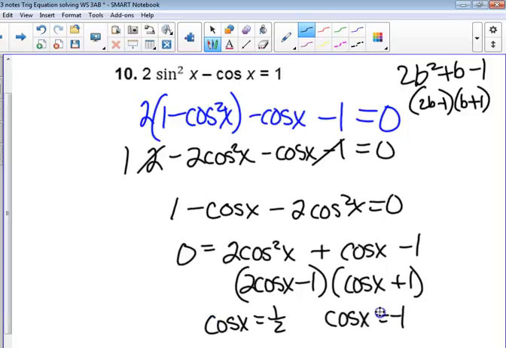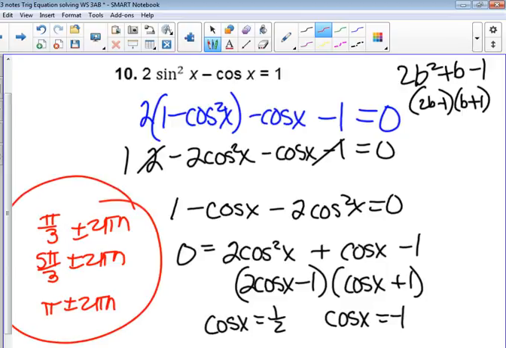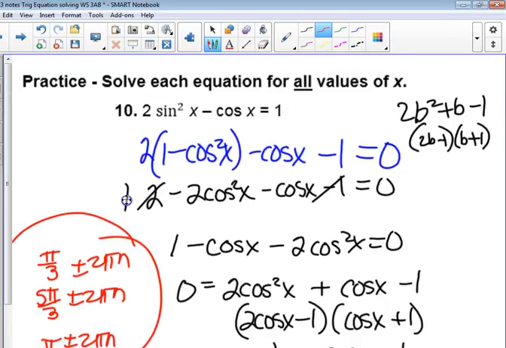Is this all solutions still, or only 0 to 2 pi? All? Darn it. Okay. 1/2, pi over 3 and plus or minus 2 pi n. And cosine is -1, pi. Okay. I believe they all work.